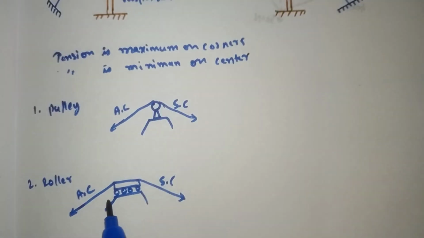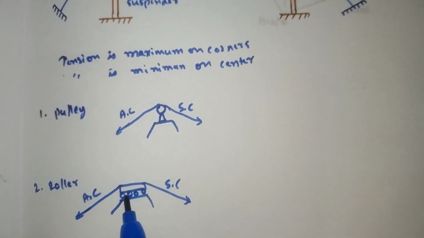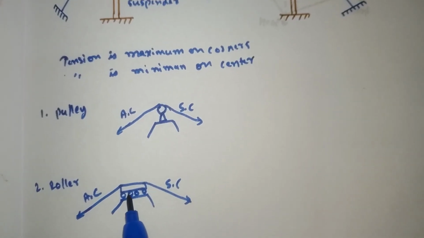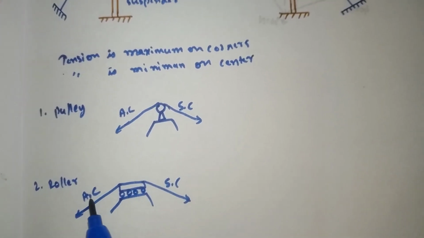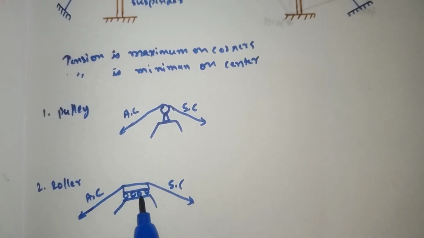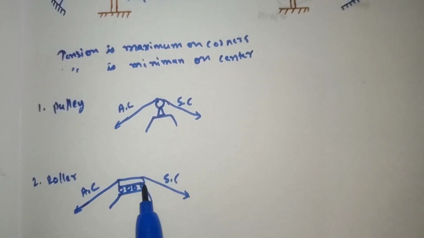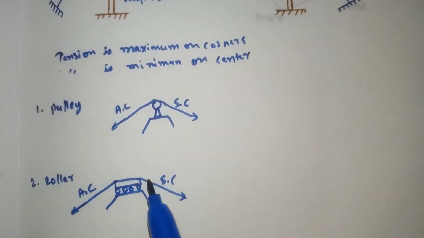In case of roller, what happens? The support is not fixed. It will move with the help of this cable. When the cable moves, the roller support also moves. So I will explain what is the difference between these two.